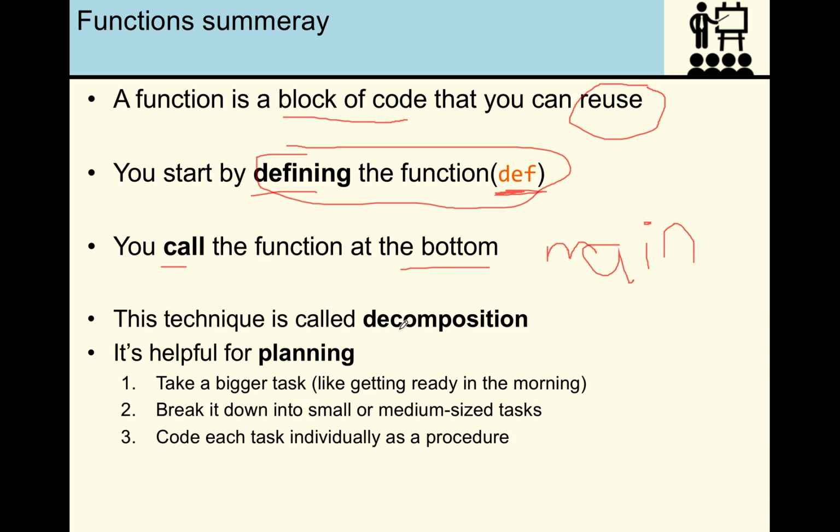And this technique is called decomposition. Subroutines are a great example of decomposition, because we're breaking down a bigger task into smaller tasks that are easier to solve. And we can code each task individually as a procedure or as a function. You would have used decomposition in your coursework, where you broke down a large and complex problem into smaller subproblems, like a login page or a multiple choice quiz or reading and writing answers from a text file.